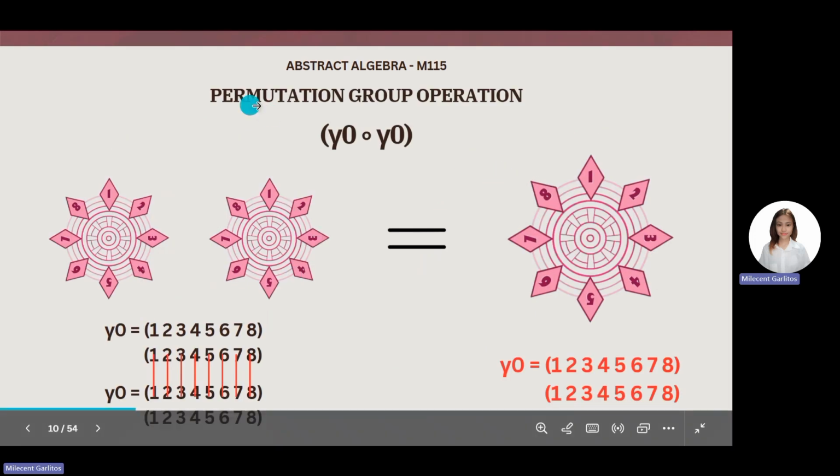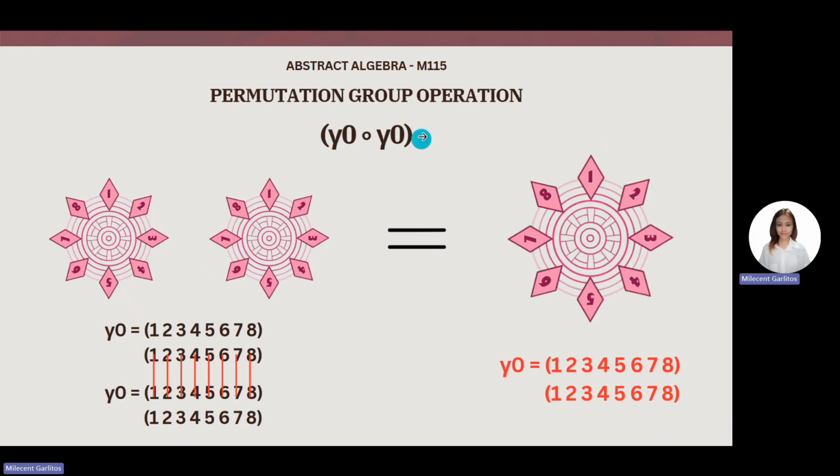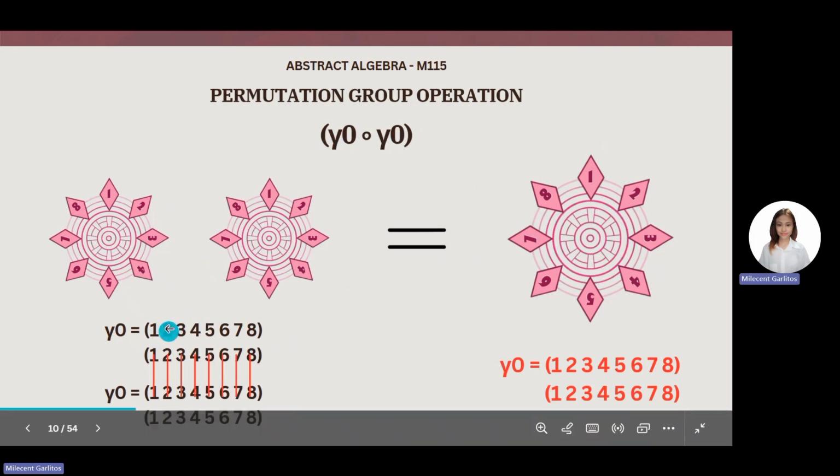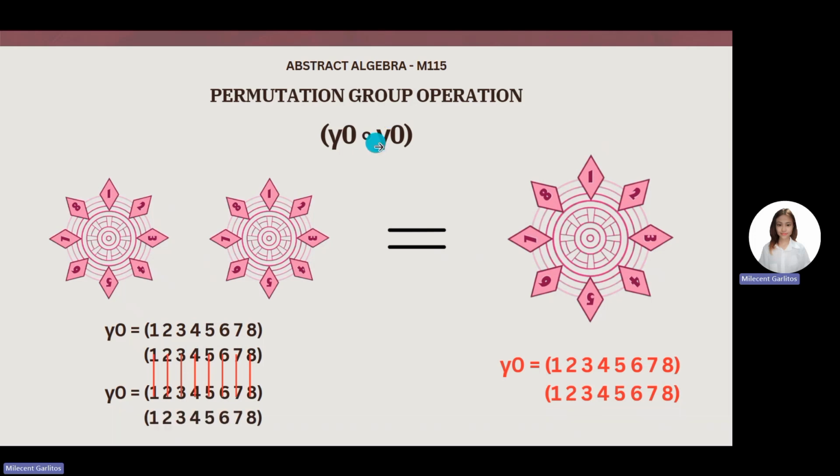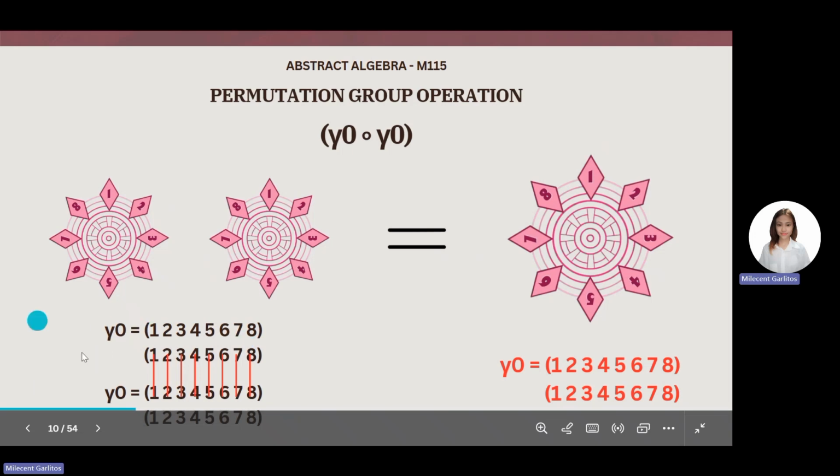So the permutation group operation. The first one is gamma sub 0 to gamma sub 0. So we're just going to follow how gamma sub 0 is bijected from this one to this one, and take note that the elements that are here on the right side will always remain here, up above the one on the left side.